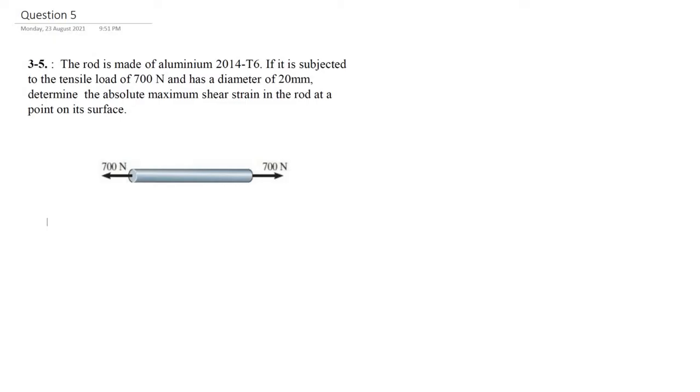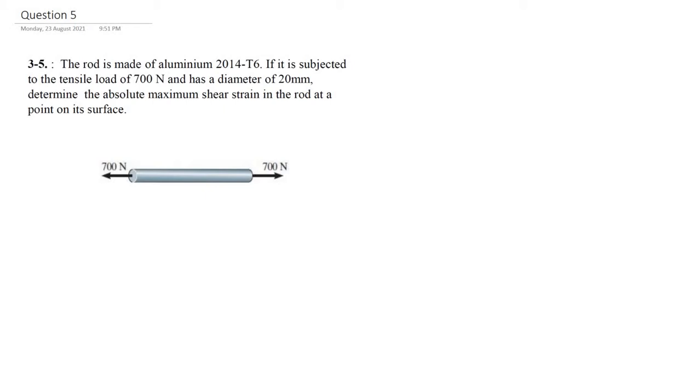In this question, we have a rod which is made out of aluminium. It's subjected to a tensile load of 700 newtons and has a diameter of 20 millimeters. We need to determine the absolute maximum shear strain in the rod on a point on its surface.